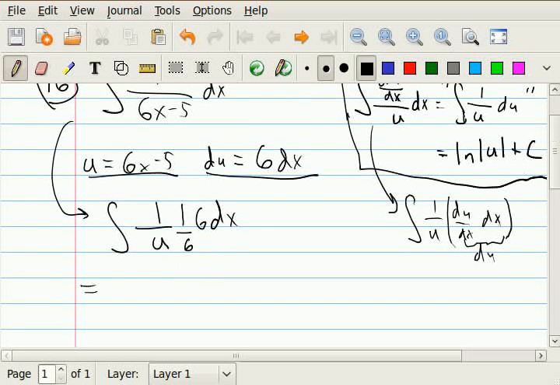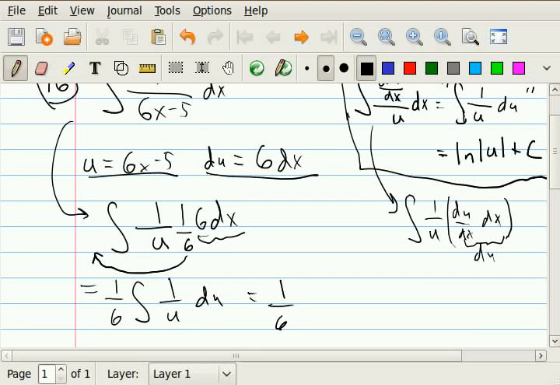But as always, we don't cancel them, we take the one that's not something we need and we factor it out. So we've got 1/6 times the integral of 1 over u, and then once we do that, all we have left is this stuff, which is du. So look at what we get. 1/6, and now we can use the rule.